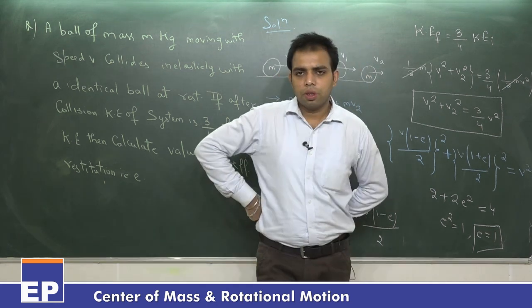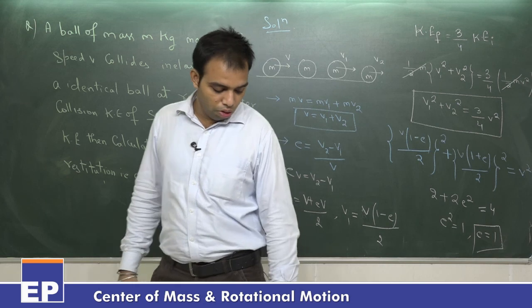E is equal to 1, right? So it's an elastic collision. Is it clear to all of you? Please write this down.